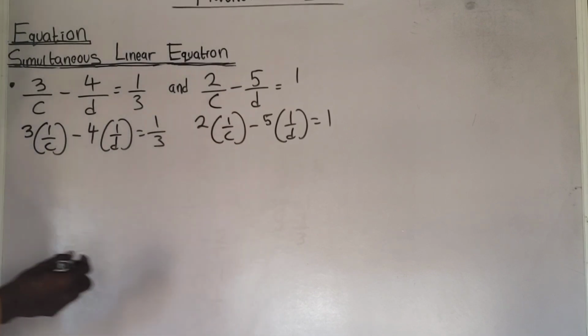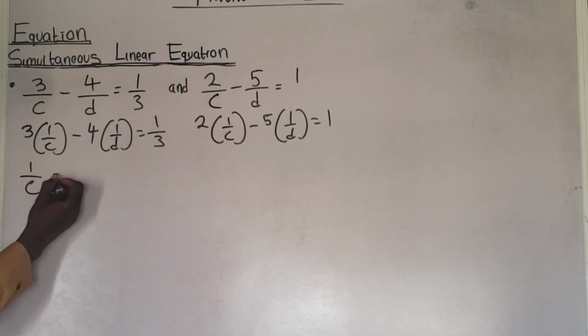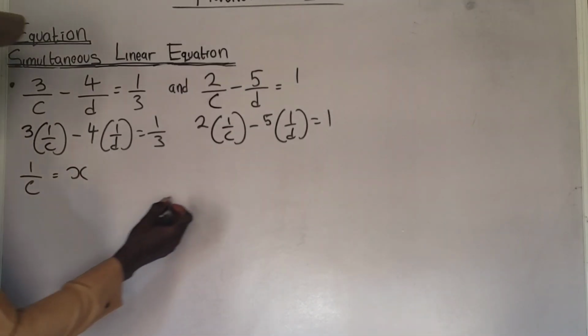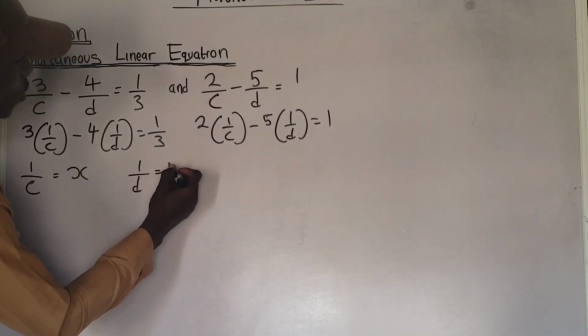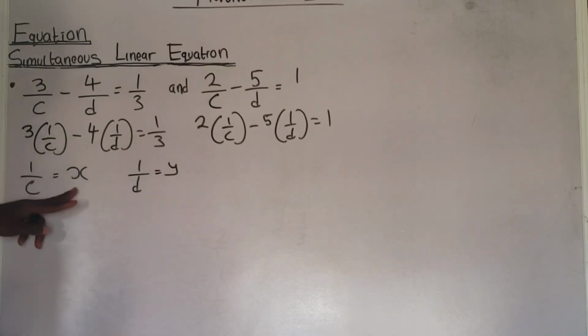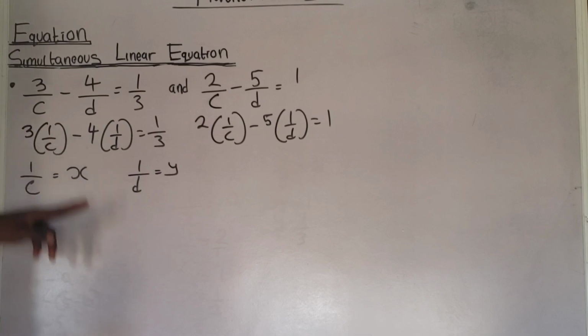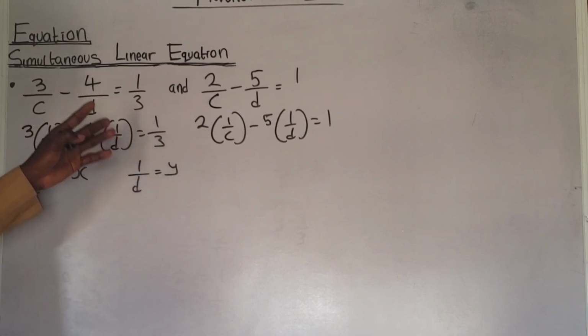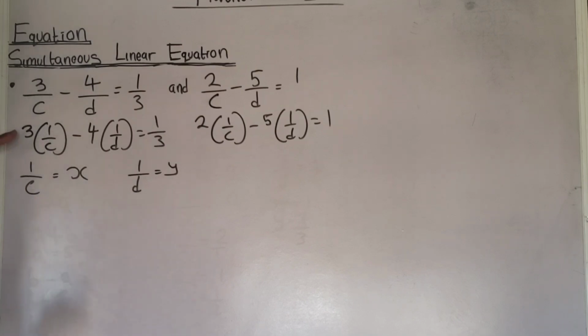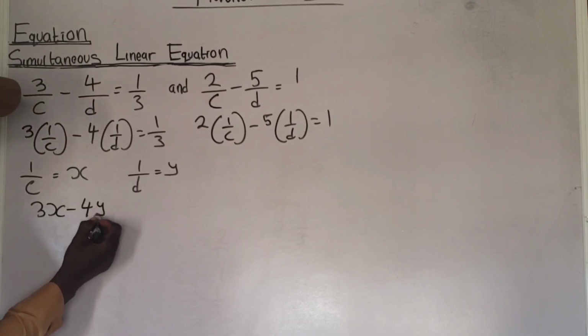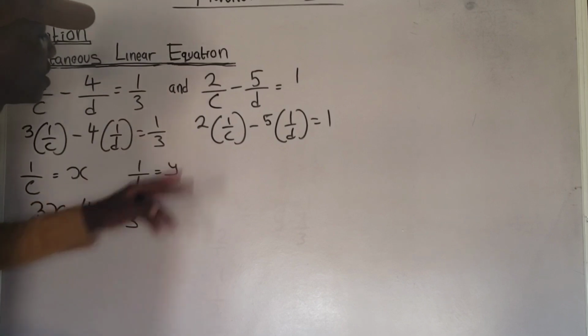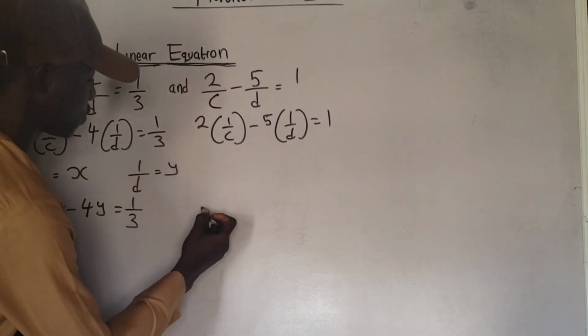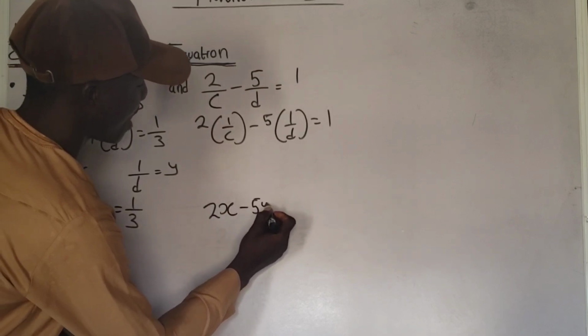Okay, now here I'm going to say let 1 over c equals to x, and let 1 over d equals to y. So I'm going to replace anywhere I see 1 over c with x, and anywhere I see 1 over d with y in both equations. So 3 multiplied by 1 over c, instead of 1 over c, I'm going to replace it as x, because I have said let 1 over c is equals to x. So I'm going to have 3x minus 4y is equals to 1 over 3. And for the second equation, we are going to have 2x minus 5y is equals to 1.